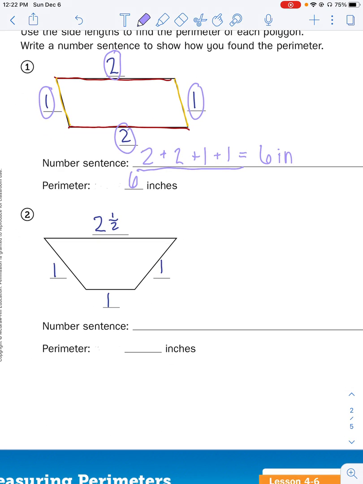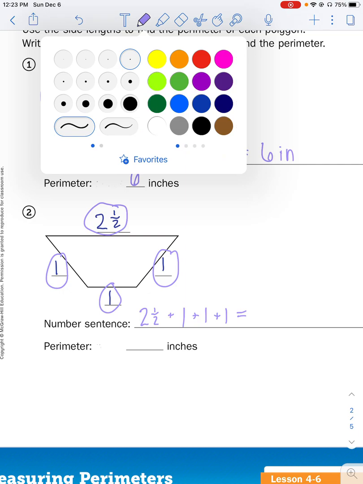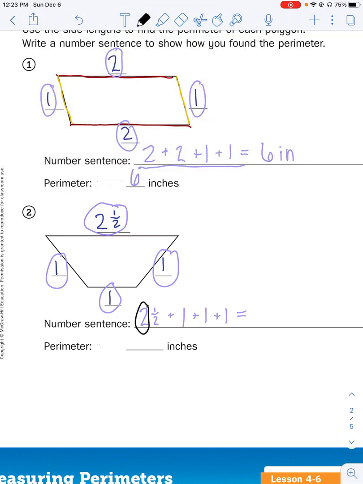This one's a little bit different since it has a 1/2 inch in here, but we can still easily do it. So all I have to do, remember, is take these 4 numbers that I already measured and put them in my number sentence. So 2.5 plus 1 plus 1 plus 1, and what does that equal? Okay, so I'm going to take my whole numbers first. So I'll take my 2, my 1, 1, and 1. I'm going to add those up first. So 1 plus 1 plus 1, that's 3, and 3 plus 2 is 5.